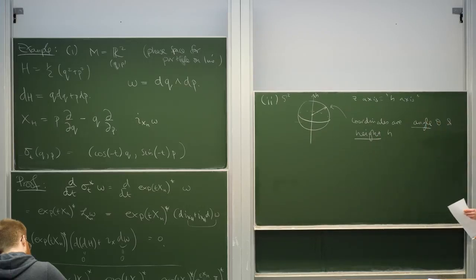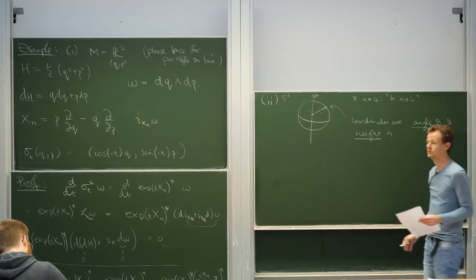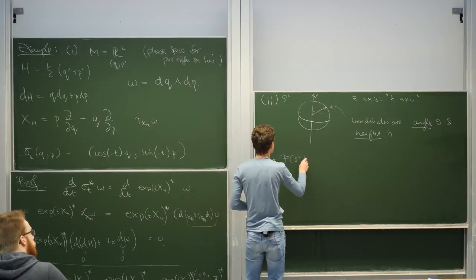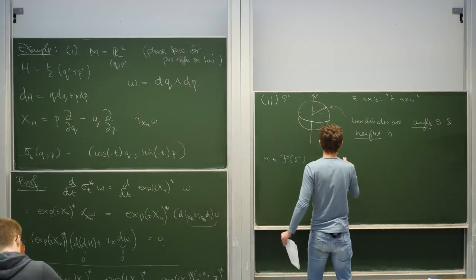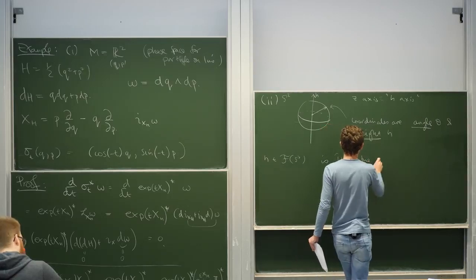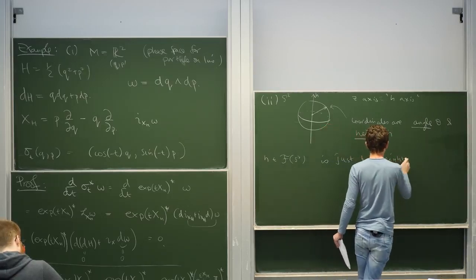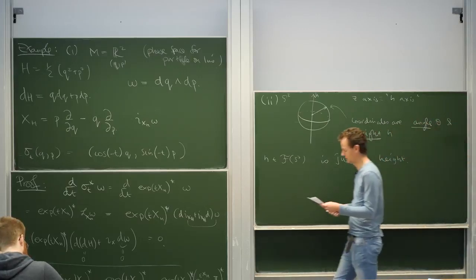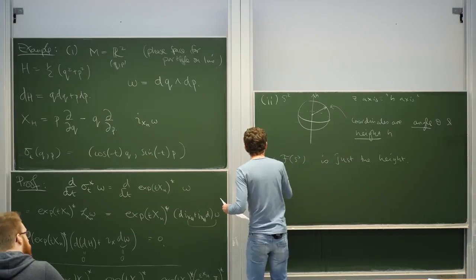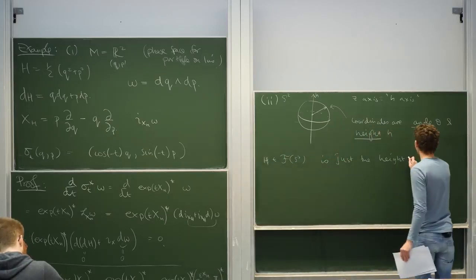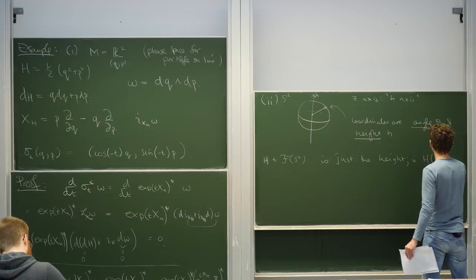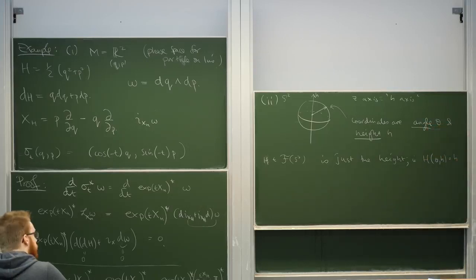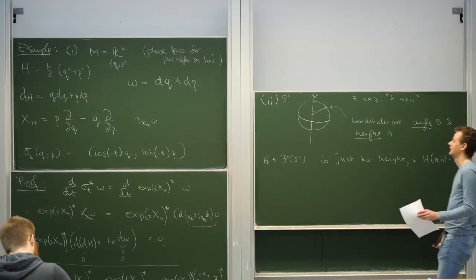In these angle-height coordinates, we're going to choose the following function on the two-sphere. H is just the height. So the thing that's going to be generating, capital H, is just the height. I.e., if you evaluate it on angle-height coordinates, you just get the second argument coming out.